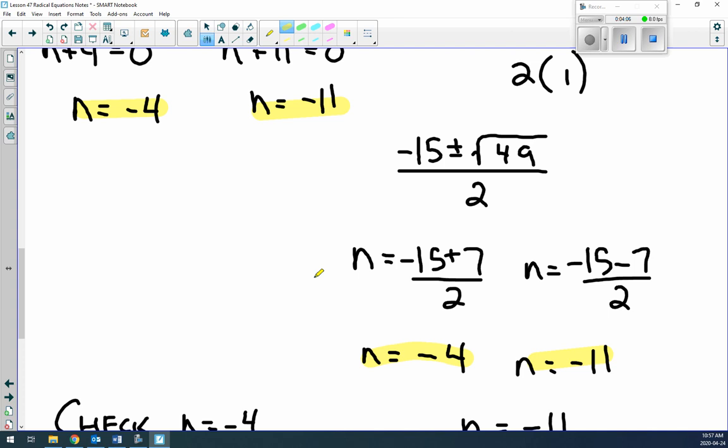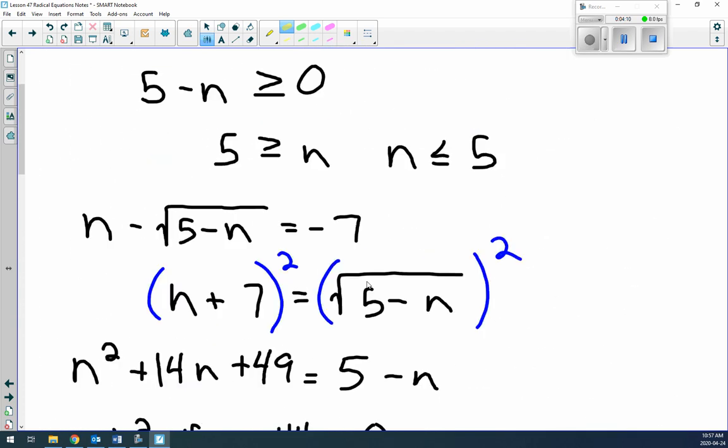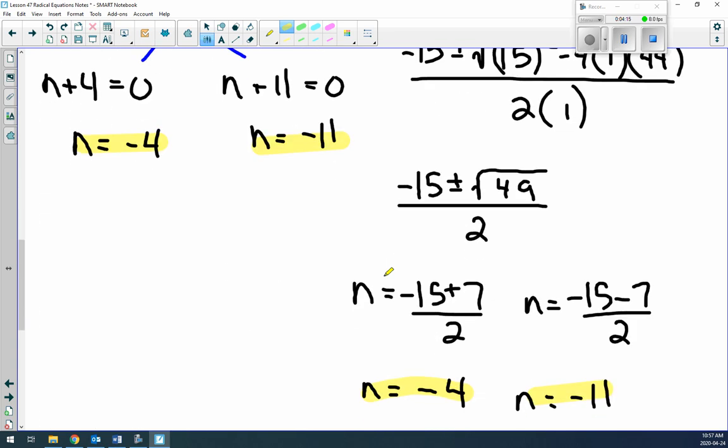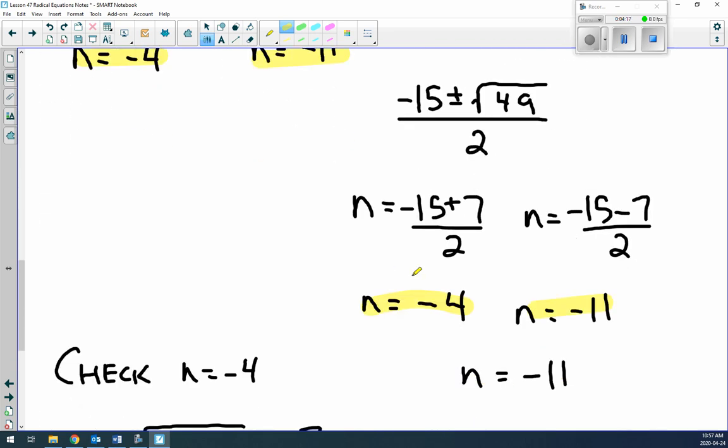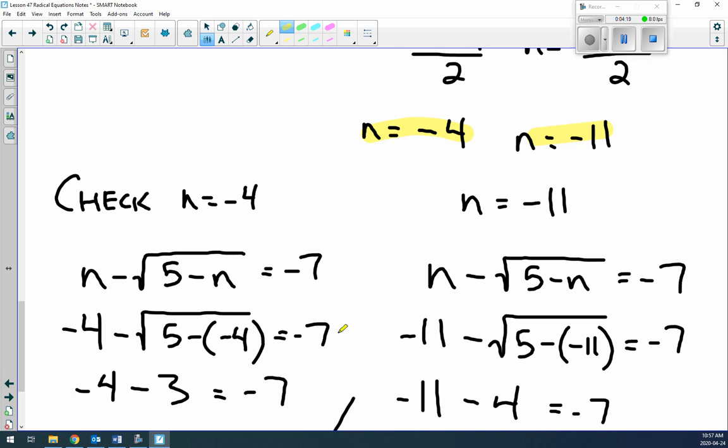Now, should we check to see if our work is correct? First off, n has to be less than or equal to 5. They're both negative, so that works. That satisfies the restriction. But let's check them. We're going to plug them both back into the originals.